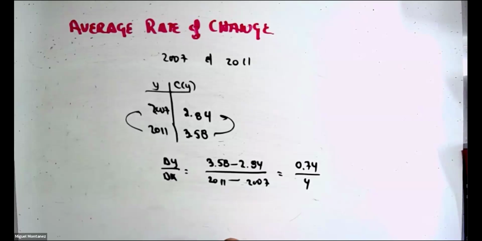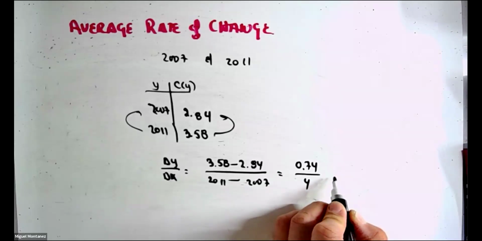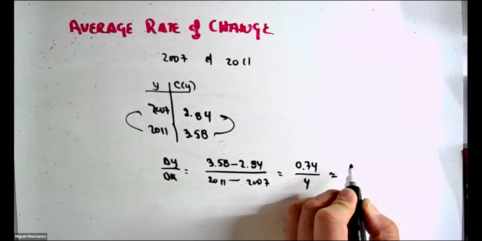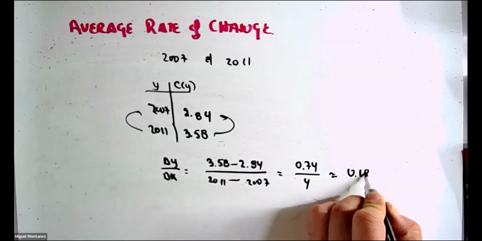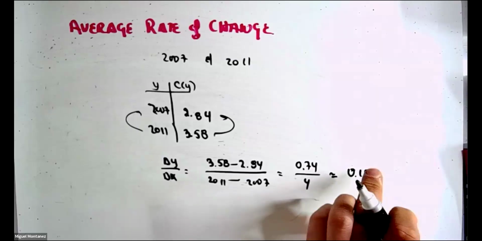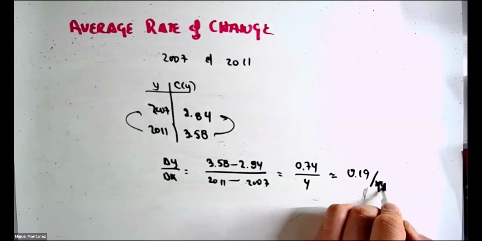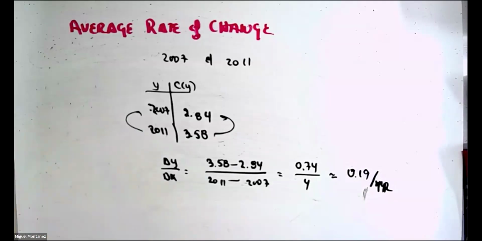If I divide that by 4, on average, the cost of gas was increasing at a rate of, let's just say, 19 cents per year between 2007 and 2011.